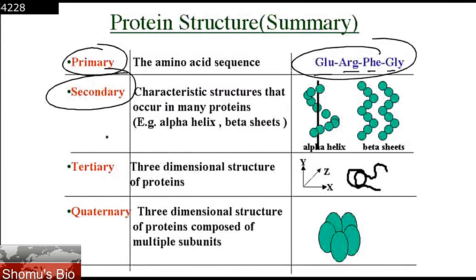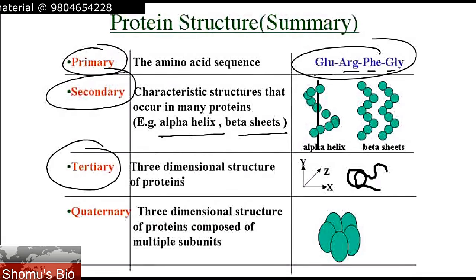And there are two types of secondary structure: alpha helix and beta sheet. There are different versions of the alpha helix, and there are different versions of the beta sheet, parallel and anti-parallel, but the term is the same. Secondary structure means while the primary structure of the amino acid, they will interact with themselves.